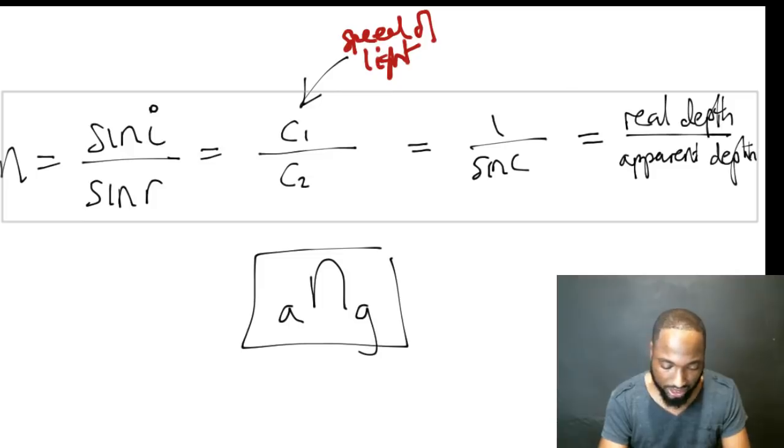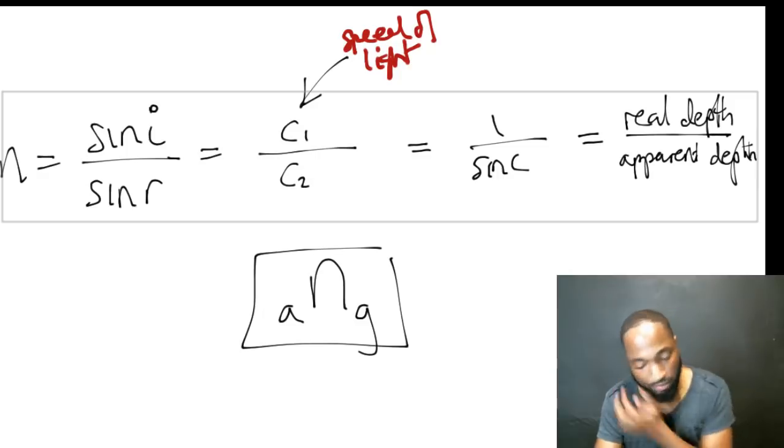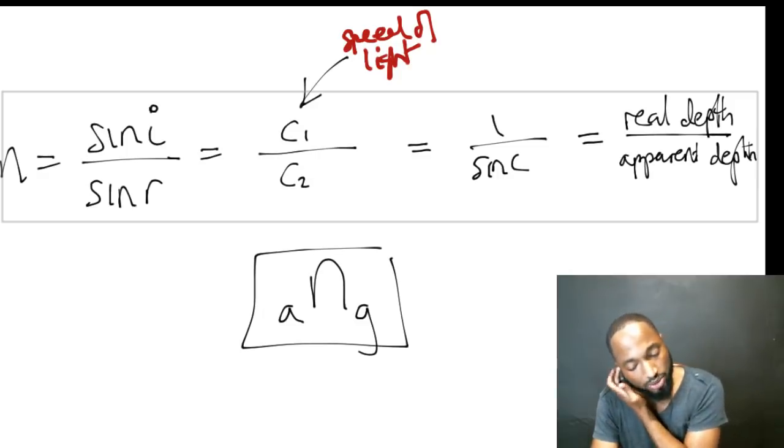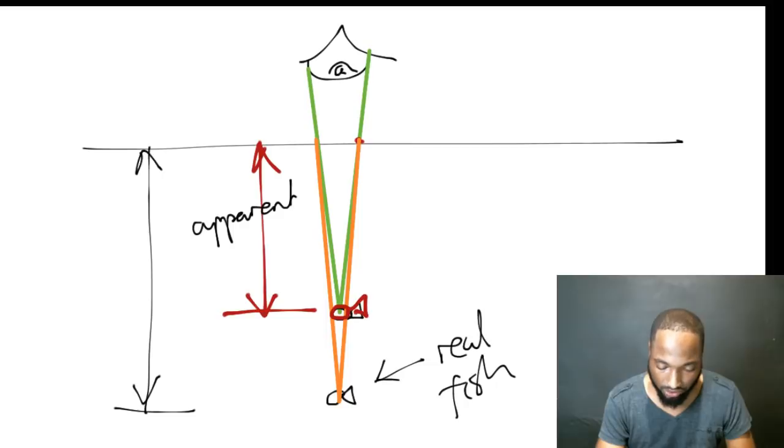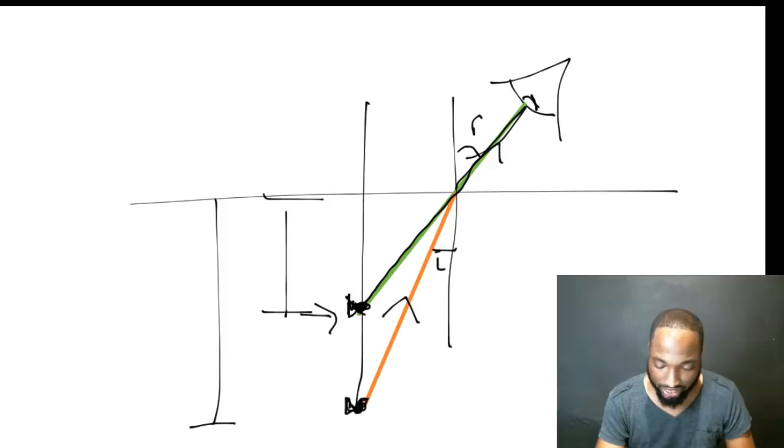And other ways to identify the refractive index: sin I over sin R, speed of light in the first medium over speed of light in the second medium, 1 over sin C, real depth over apparent depth. We talk about apparent depth, real depth, we talk about finding the fish.